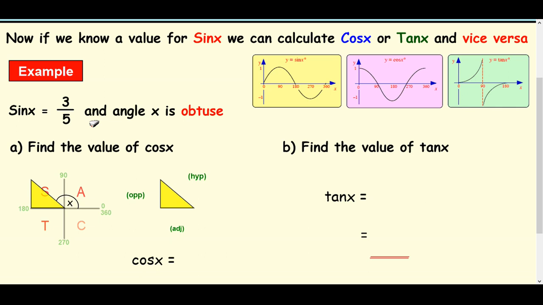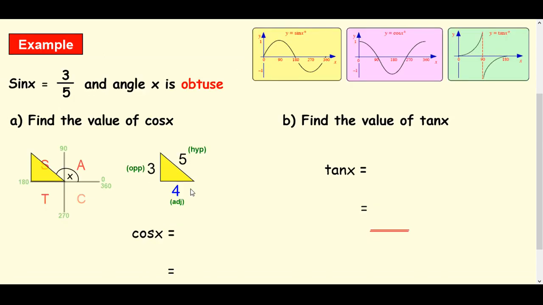Right, so let's have a look. So we'll draw our triangle out as normal, and we'll fill in the information. I know sine's opposite over hypotenuse. The opposite side is 3, and the hypotenuse side is 5, and I can use Pythagoras to get my 4. Now I know that cos is adjacent over hypotenuse.